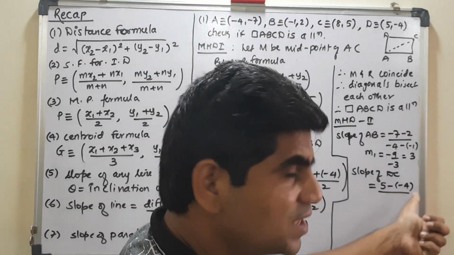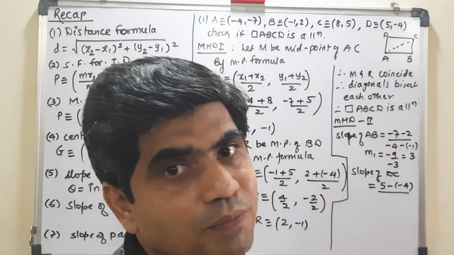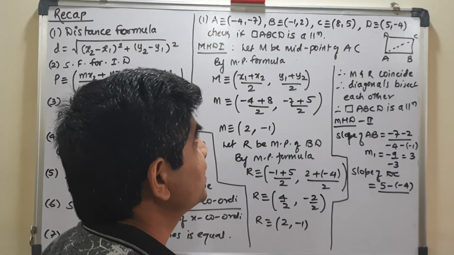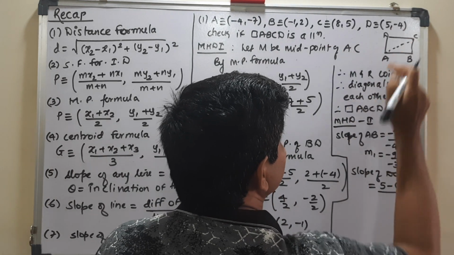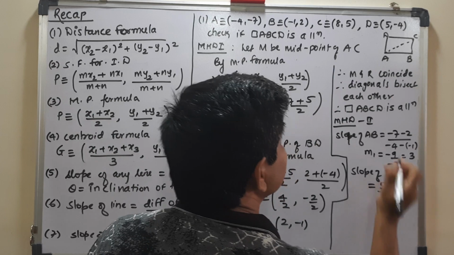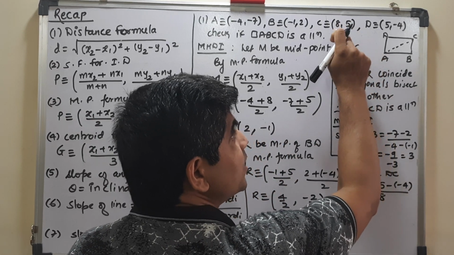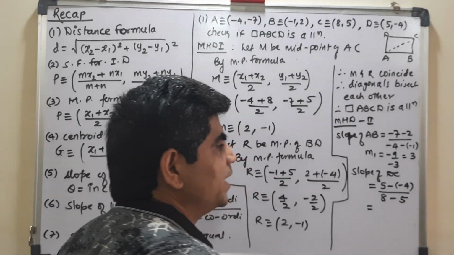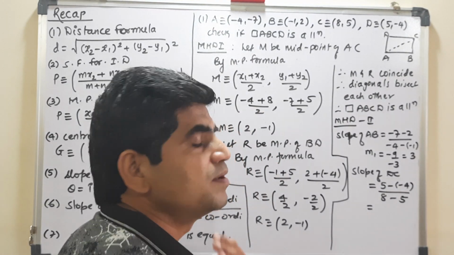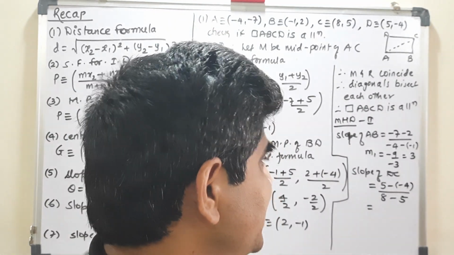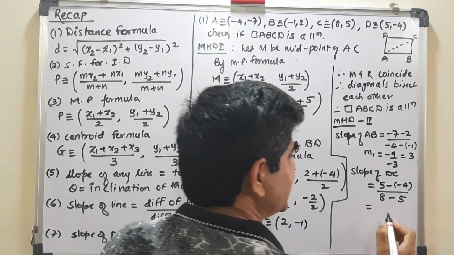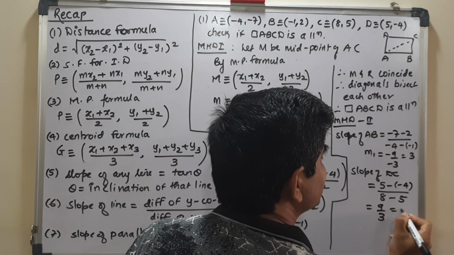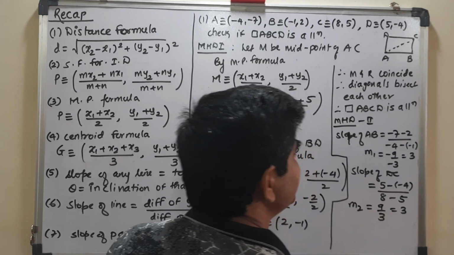So this minus, and minus 4 is its own personal sign. And then it is B and C we are taking, that is 8. Since I took this 5 first, so 8 will come first. 8 minus 5. So 5 minus of minus 4 is 5 plus 4, that is 9, and 8 minus 5 is 3. So it will be 9 by 3, which is equal to 3, and let this be M.